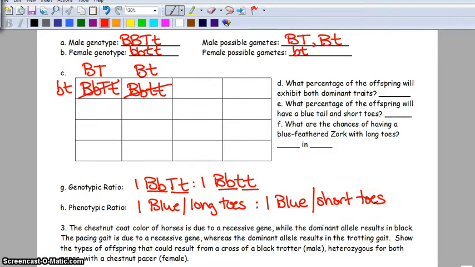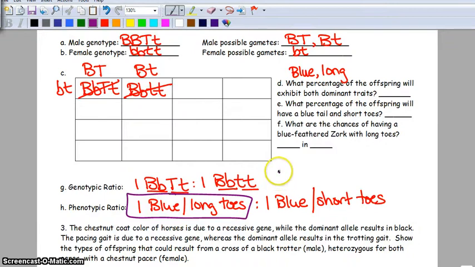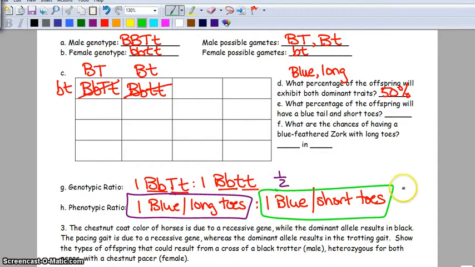D, what percent of the offspring will exhibit both dominant traits? Dominant traits we know are blue feathers and long toes. So let's take a look. Blue feathers, long toes is right there. So that's 1 out of our 2 options. So we should get 50% of the offspring will exhibit both dominant traits. E, what percent of the offspring will have blue feathers and short toes? Blue feathers, short toes is right there. That's 1 out of a possible 2. So that's also going to be 50%.